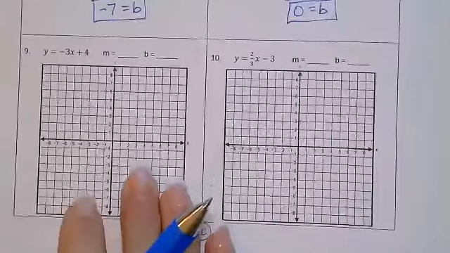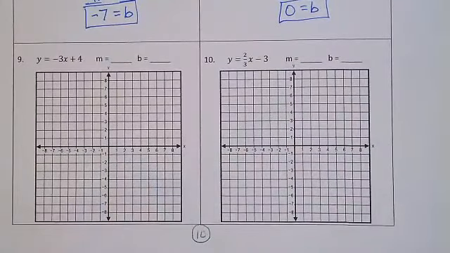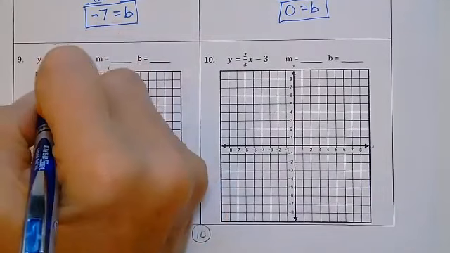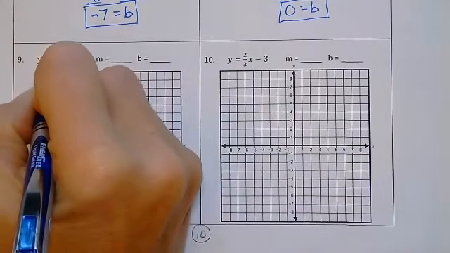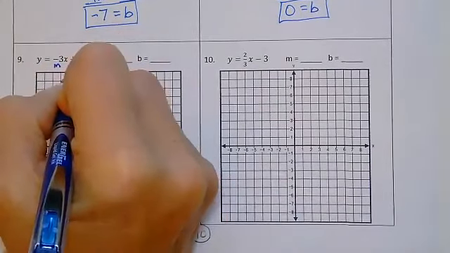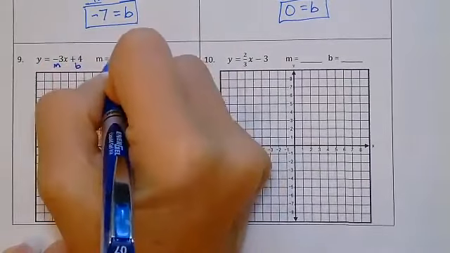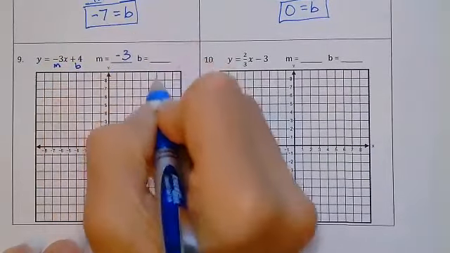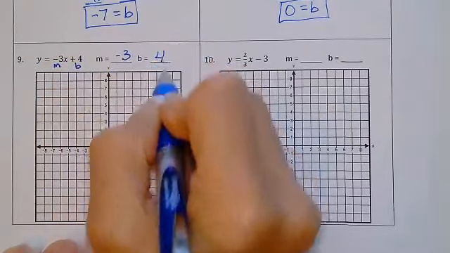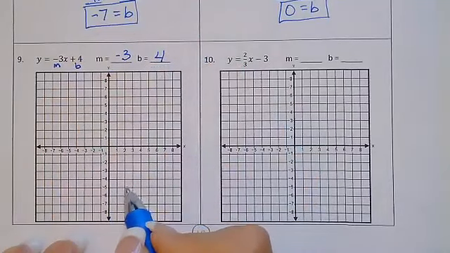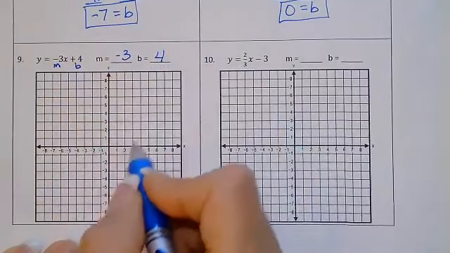All right, number 9. So for number 9, I need to determine first my slope and then my y-intercept. So given this equation, I know that this is my slope and this is my y-intercept. So my slope is -3 and my y-intercept is 4. Okay, so let's graph that.